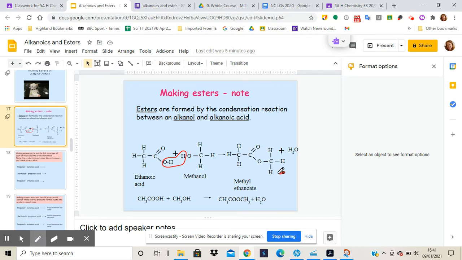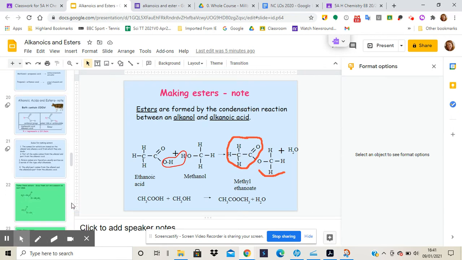So the alcohol part first, methyl, then the oxygen. This has to be where the carboxylic acid used to be. So you always break between the C double bond O and the extra O. So this was the acid, this was the alcohol. So it's methyl because it's one carbon, and ethanoate because there's two carbons there. So there's a couple for you to practice there.